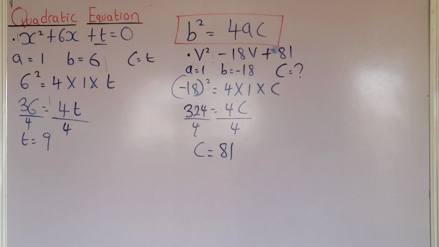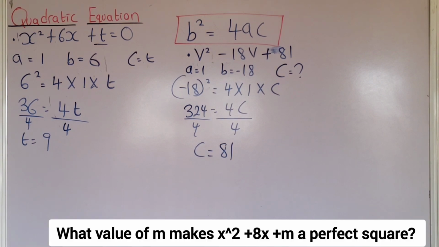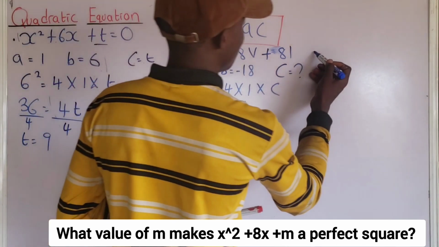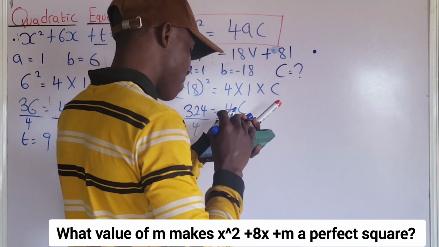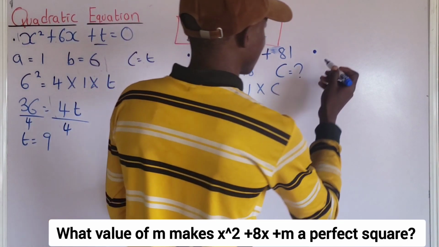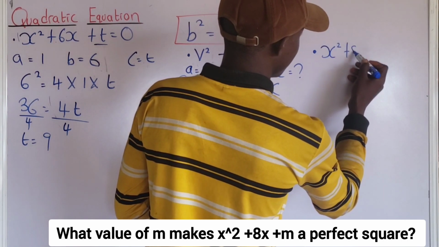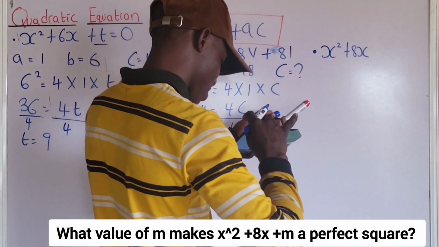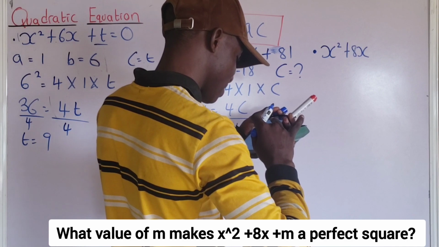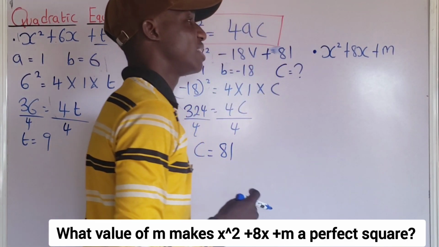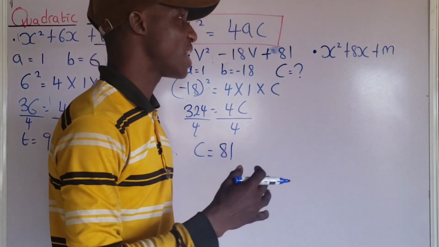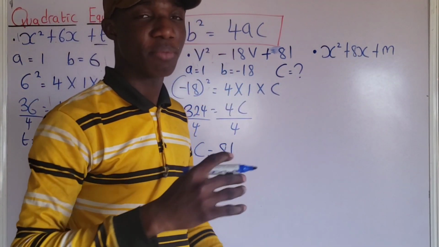Okay, we have this example. What value of m makes x squared plus 8x plus m a perfect square? That's the third worked example. What value of m makes x squared plus 8x plus m a perfect square? That is, what is the value of m that will make this quadratic expression a perfect square?